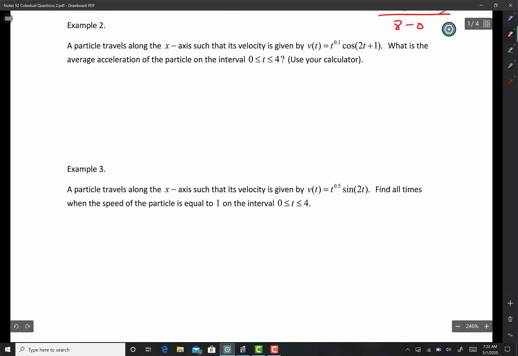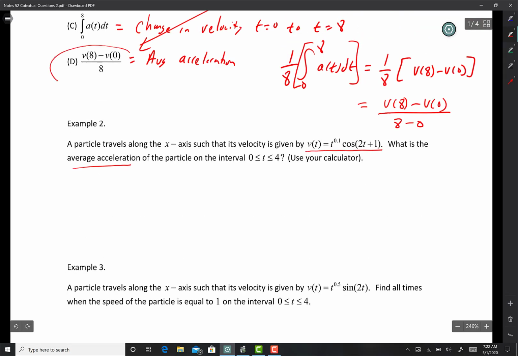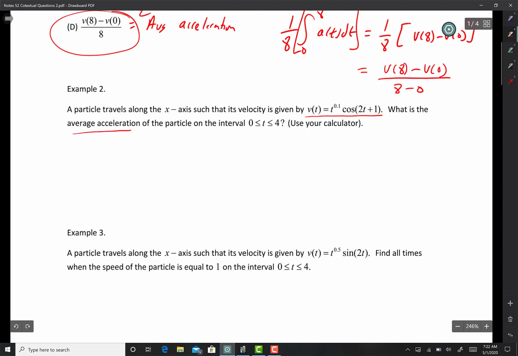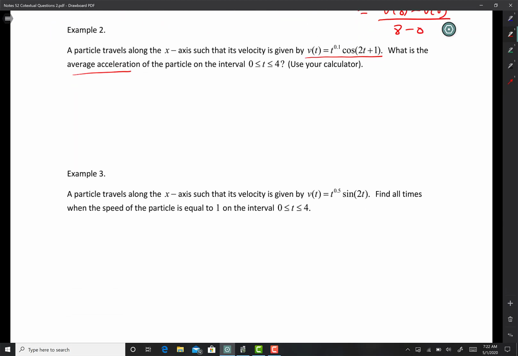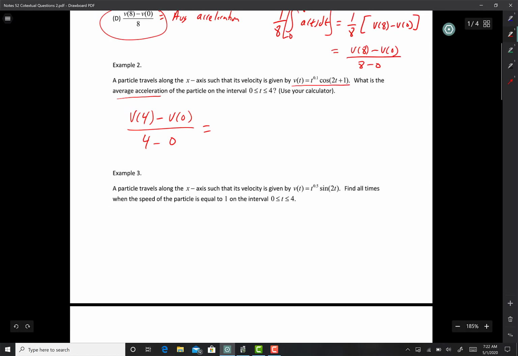A particle travels along the x-axis such that its velocity is given by, and here's my velocity equation. What is the average acceleration of the particle on the interval 0 to 4? Okay, perfect. The exact same thing. We're doing the exact same thing, guys. Nothing changes. So I'm going to write v of 4 minus v of 0 divided by 4 minus 0. So change of velocity divided by time is your average acceleration. I'm going to put this in my calculator.